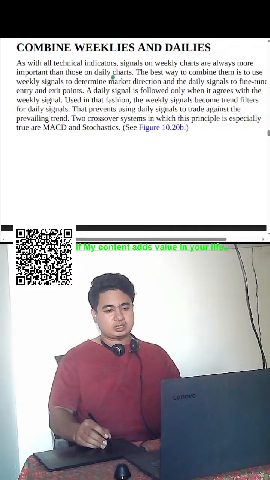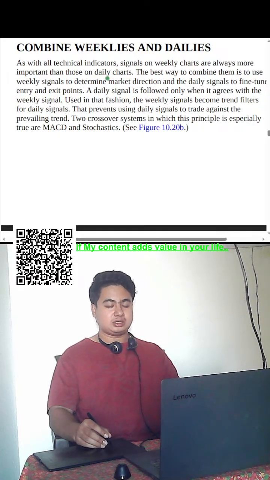We already understood it, right? The bigger the time frame is, the more important the signals are. So like weekly charts are always more important than the daily charts. Similarly, monthly chart will be more important than the daily chart, like weekly charts.